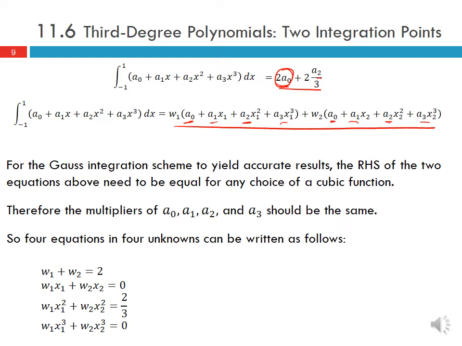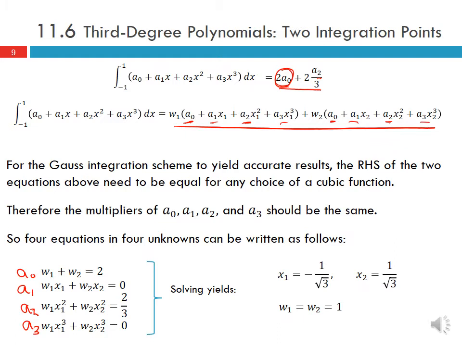So this means that w1 plus w2 is equal to 2, looking at our a0 terms. w1x1 plus w2x2 is equal to 0, looking at our a1 terms. w1x1 squared plus w2x2 squared is equal to 2 over 3. This is from looking at our a2 terms. And then w1x1 cubed plus w2x2 cubed is equal to 0, looking at our a3 terms.